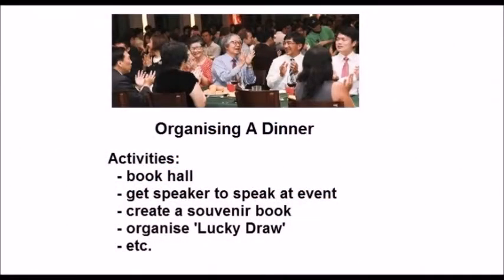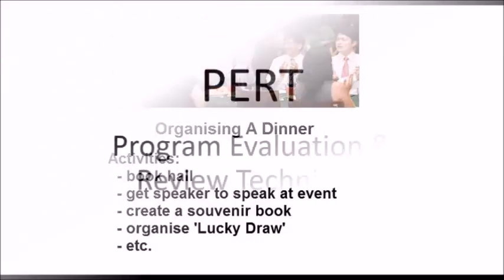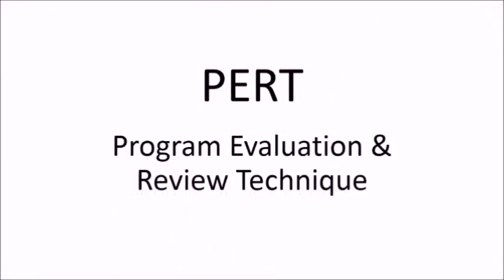Suppose the project is organizing a dinner. This project consists of several activities: book a hall, get a speaker to speak at the event, create a souvenir book, organize a lucky draw, and so on. How to manage such a project? One way is by using mathematical models. One model is called PERT, which stands for Program Evaluation and Review Technique.